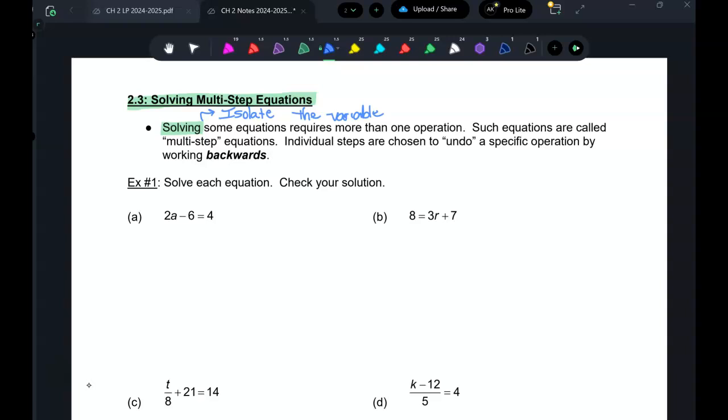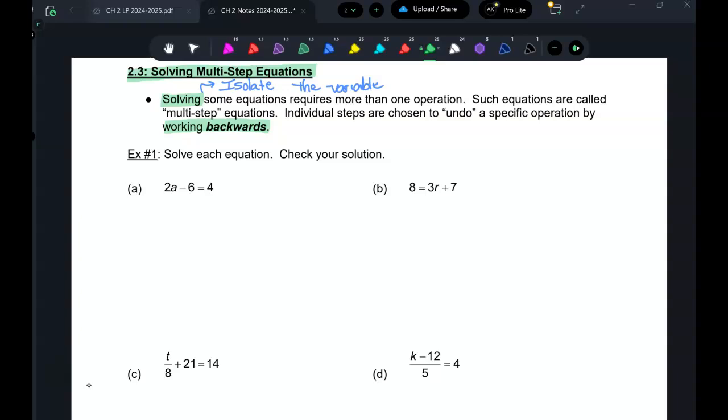So what we need to do is work backwards to isolate the variable. So if I have 2a minus 6 equals 4, if you think of order of operations, usually we do multiplication or division first before addition or subtraction. But in solving multi-step equations, we're going to do the addition or subtraction first and then multiplication or division. So yes, we're going to do plus 6 on both sides. So these are going to cancel.